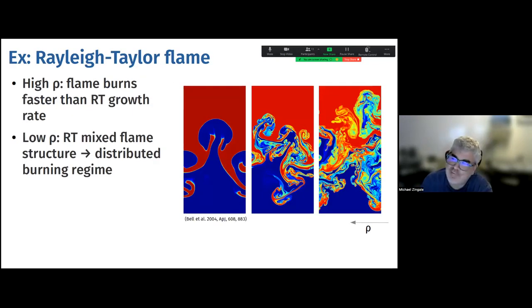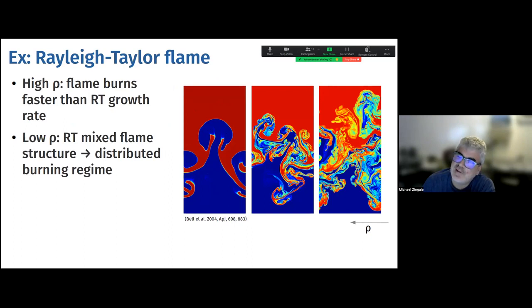Here's an example from a long time ago, something I did when I was a postdoc. This is looking at a Rayleigh-Taylor unstable flame. I forget which is which, but I think this is carbon fuel, and this is ash, carbon burning into magnesium in this case. This is a high density, and this is a low density.